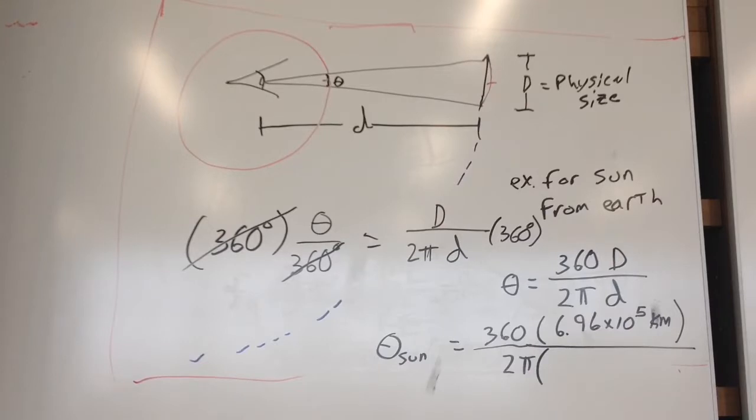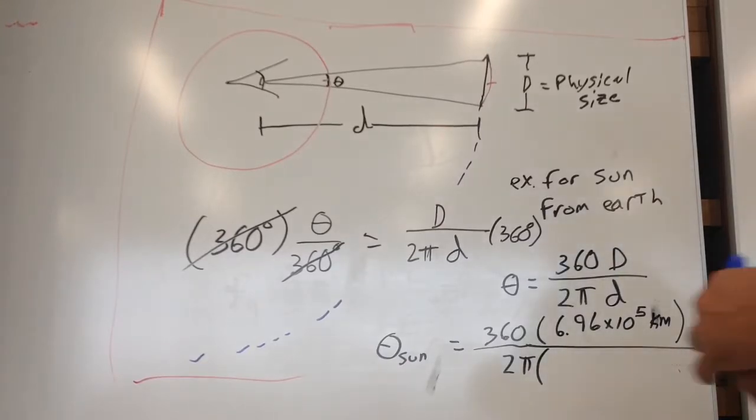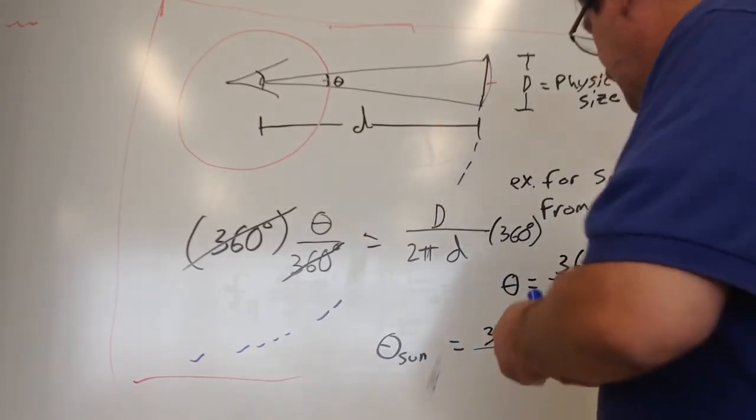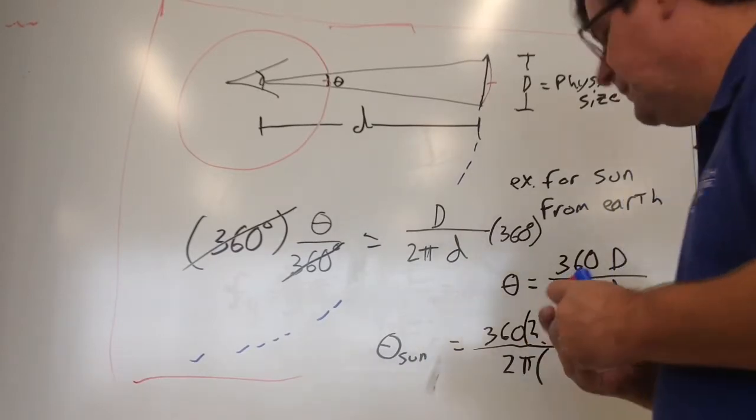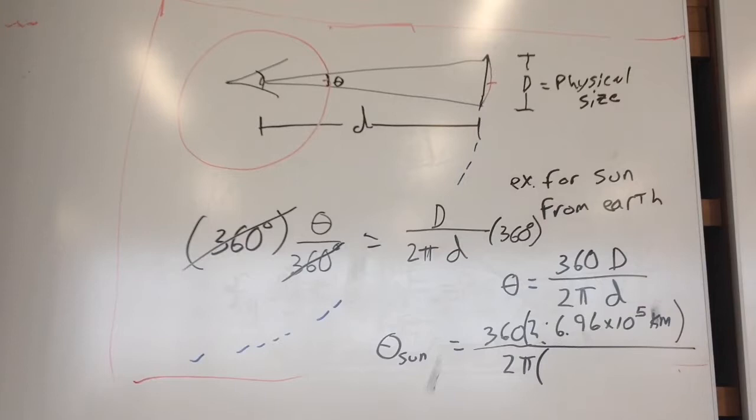If I had a nickel for every time I confused radius and diameter. So we're going to double that. 2 times 6.96. Good catch.